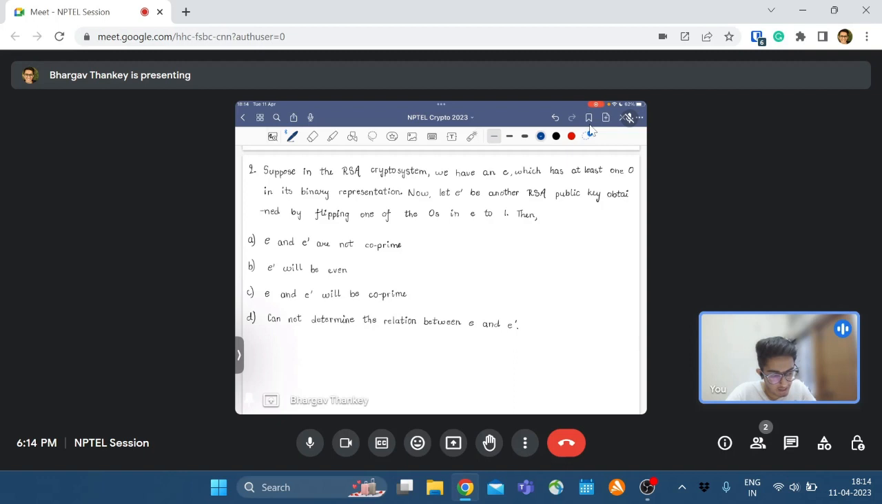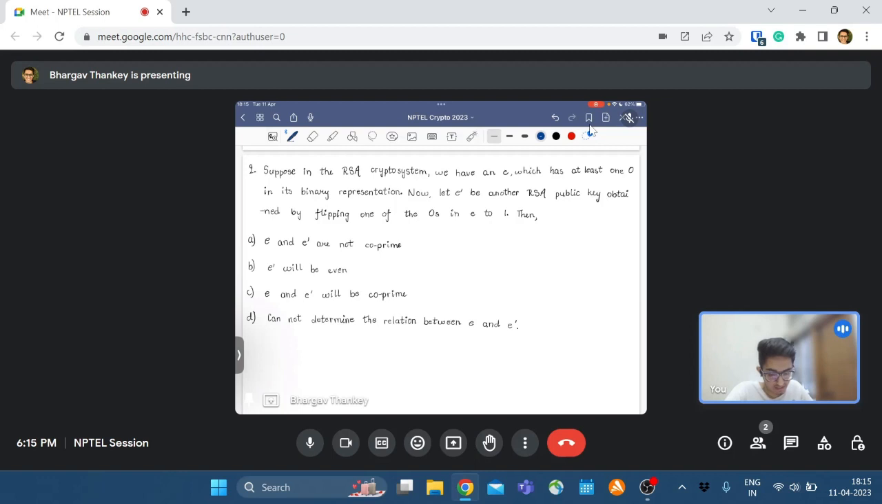Now let E prime be another RSA public key obtained by flipping one of the zeros in E to one. And the question is, E and E prime are then, which of the following options are true? Option A is E and E prime are not co-prime. Option B is E prime will be even. Option C is E and E prime will be co-prime. And option D is cannot determine the relationship between E and E prime.